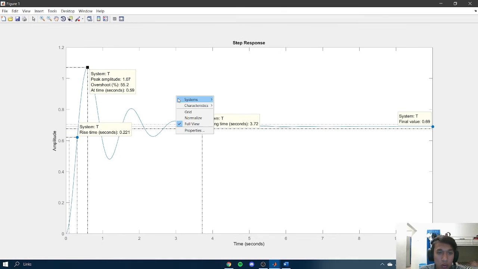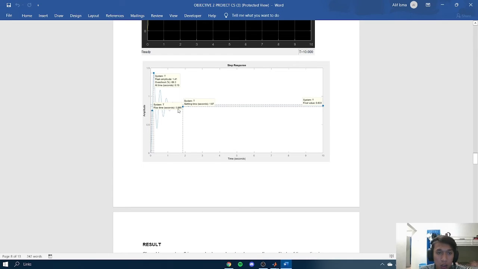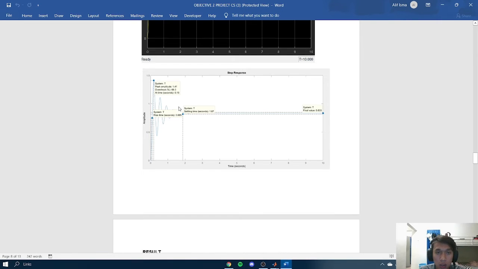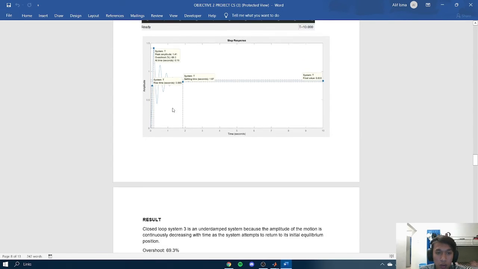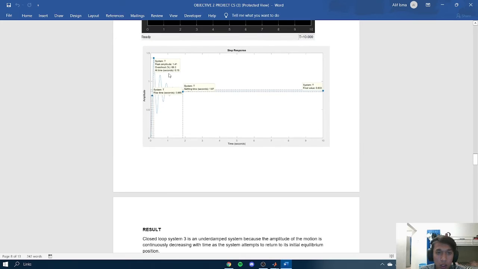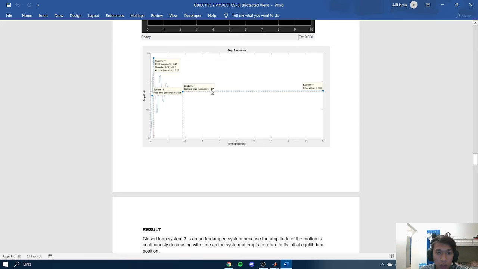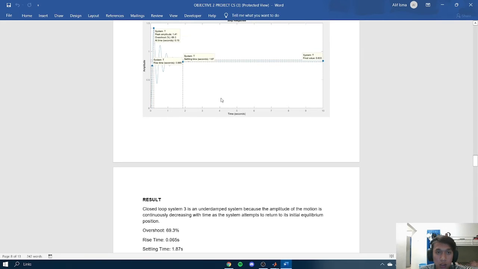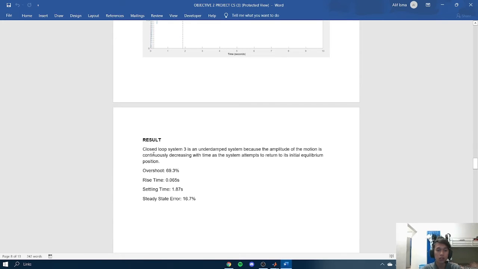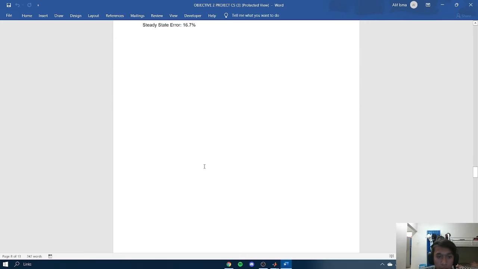You just need to right click here and choose characteristics, and then it will come out just like circuit 2. From here you will get the overshoot 69.3%, rise time 0.06%, settling time 1.87%, and steady state error 16.7%. So closed loop system 3 is an underdamped system because the amplitude of the motion is continuously decreasing with time as the system attempts to return to its initial equilibrium position.